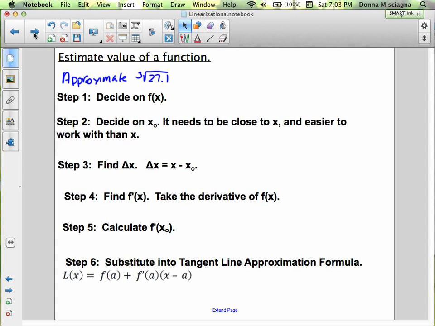All right, so approximate the cube root of 27.1. All right, so decide on f of x. Of course, f of x is going to be the cube root of x.